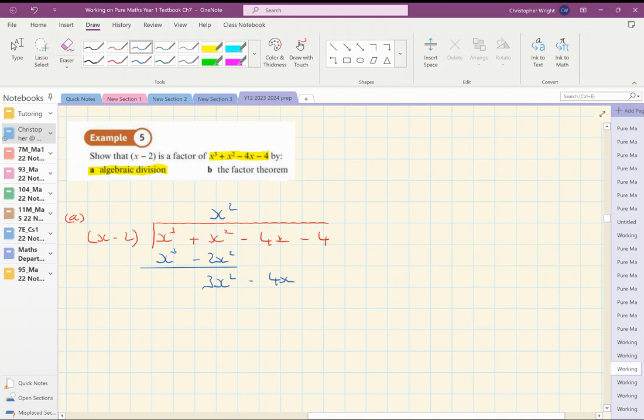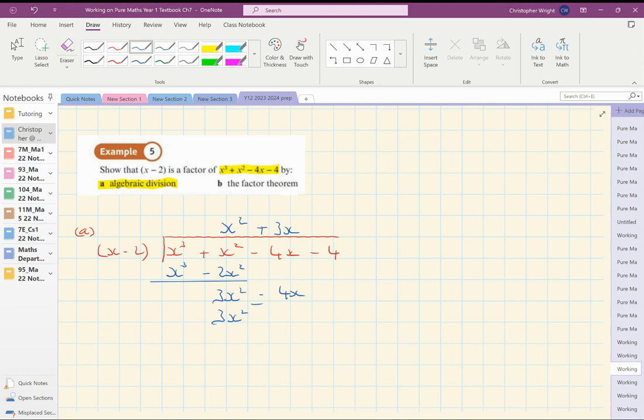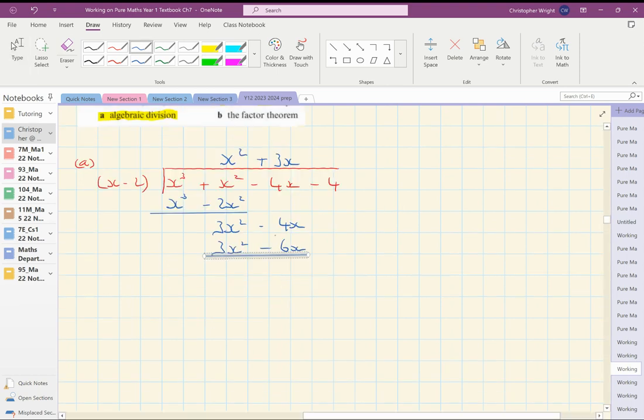x into 3x squared goes plus 3x times. Plus 3x times x is 3x squared. Plus 3x times minus 2 is minus 6x. Okay, get ready for my subtraction. Right, the x squareds disappear, and I've got minus 4x minus minus 6x, which gives me 2x.